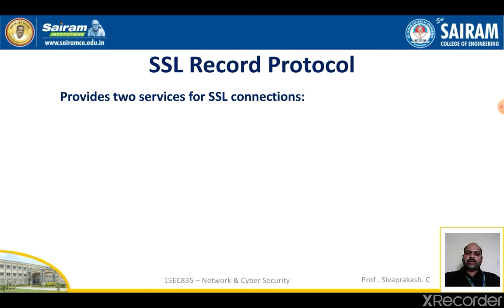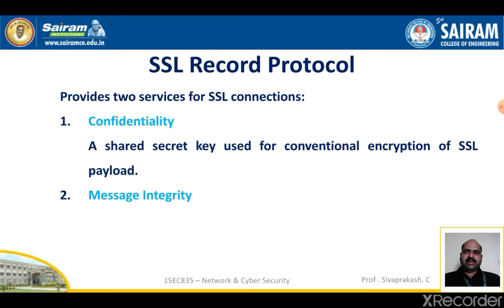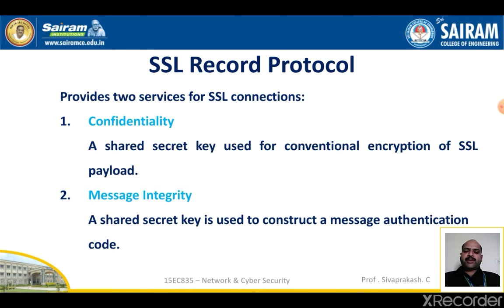Let us discuss the SSL record. The SSL record provides two services for an SSL connection. One is confidentiality. The second one is message integrity. What is confidentiality? The handshake protocol defines a shared key that is used for conventional encryption of the SSL payload. What is message integrity? The handshake protocol also defines a shared key that is used to form a message authentication code, a MAC.